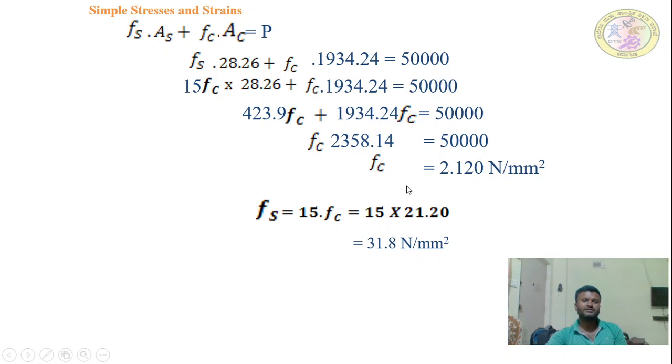Understand? So here the only condition is that you should calculate the modular ratio and equate the load taken by each material to the total load. Substitute the modular ratio relation for one of them, calculate one of the stresses, and substitute it into the modular equation and you will get the other stress. Automatically you can calculate the load taken by each. Shall we move on to the next question?